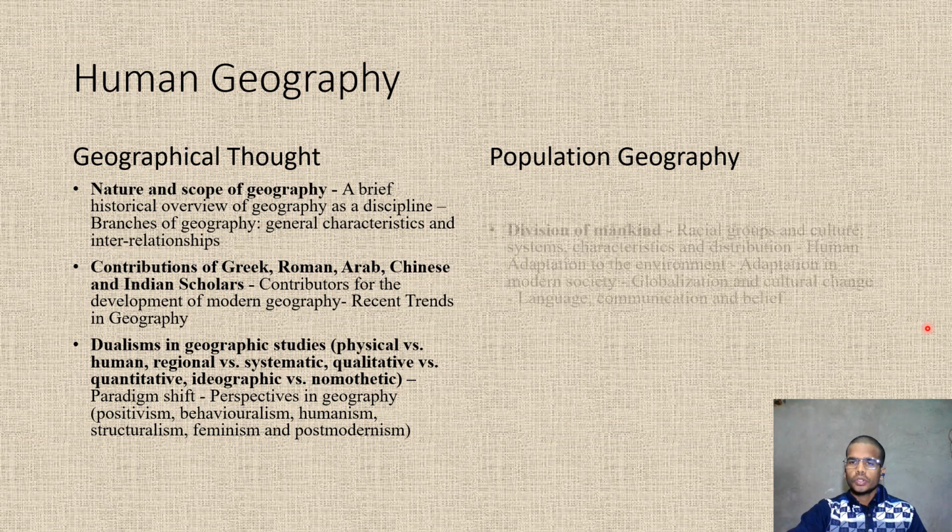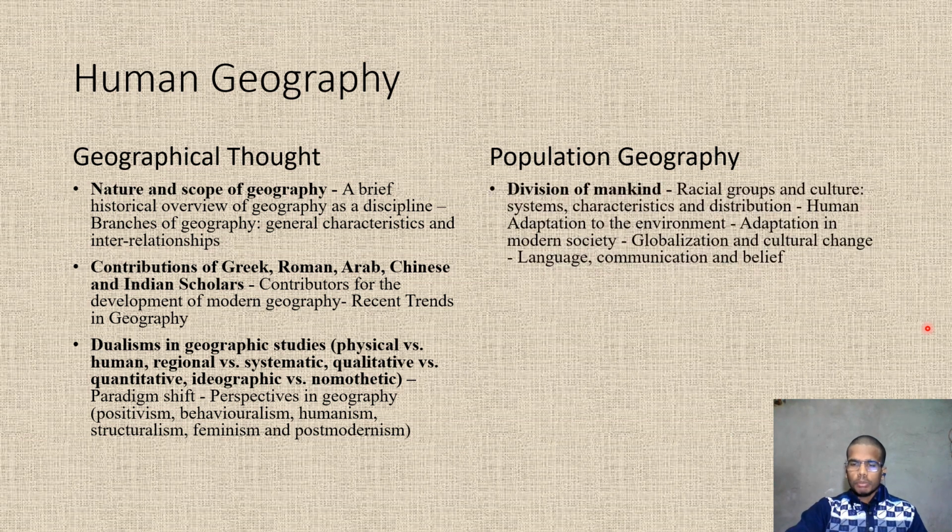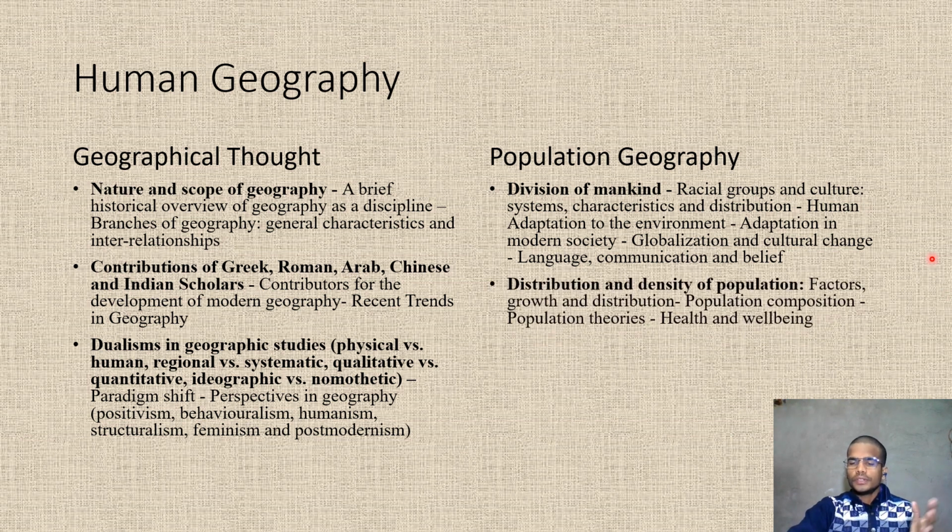That would be your population geography. Here in population geography, you start with races. What are the different races that are found on the surface of the earth? Their distinctive culture and characteristics, their distribution, human adaptation to the environment, adaptation in modern society, globalization and cultural change, language, communication, and belief. That is all you will be doing in division of mankind. Basically, you will have to know what the different racial groups or tribes are and where they are located in the first part.